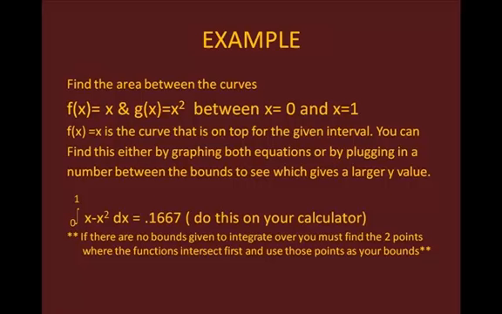Now, if you are given two functions and you're not given bounds, so here we were given 0 to 1, if you're not given any bounds, you have to find them yourself by figuring out where these two things intersect. The way you do that is just set the two functions equal to each other and solve. Now would be a good time to try some of the homework from Chapter 5, Section 3.